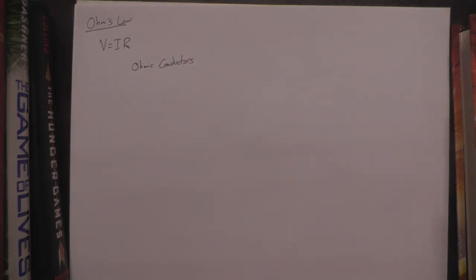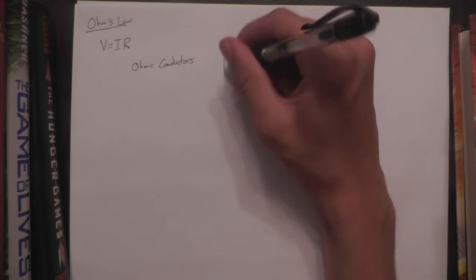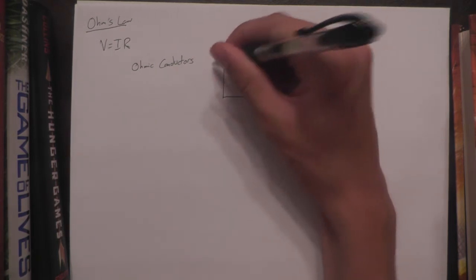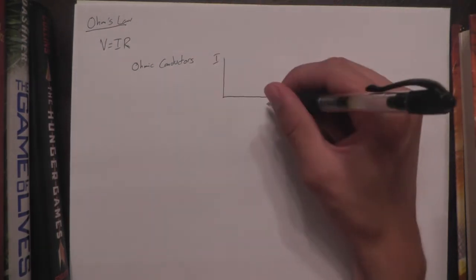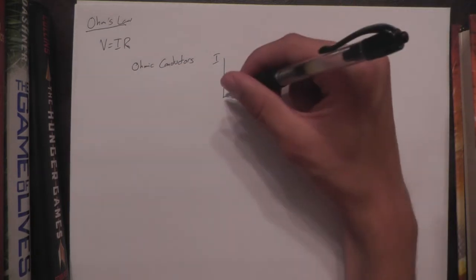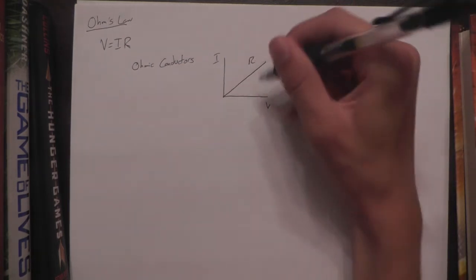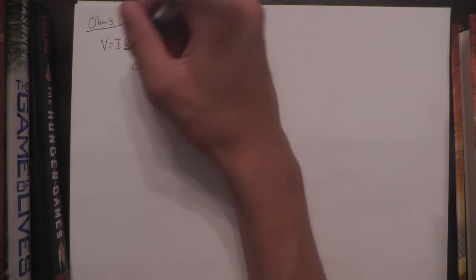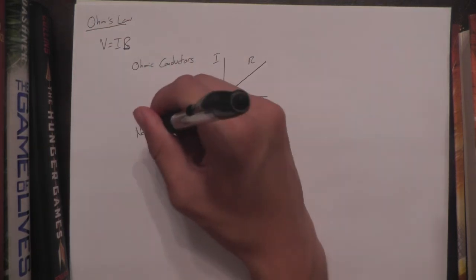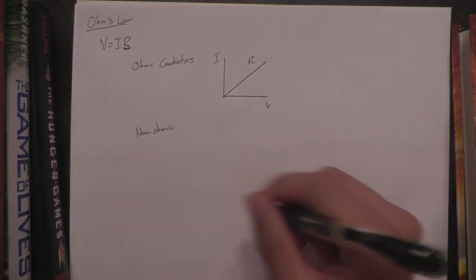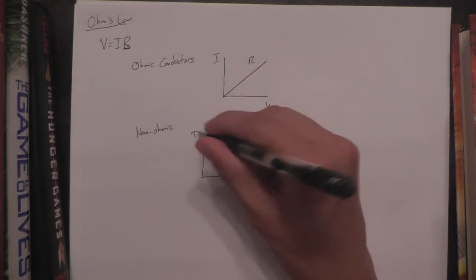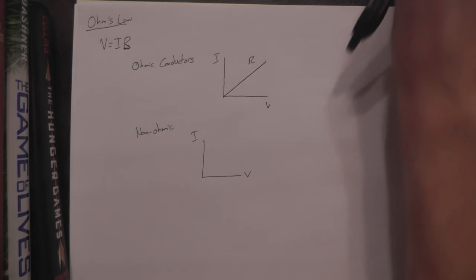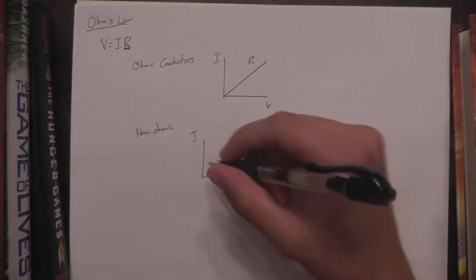conductors. Ohmic conductors will follow the rule. If you were to graph current versus voltage, it would look something like this. The resistance will be constant. It will follow this equation here, constant resistance as these two are changing. However, if you have a non-ohmic conductor, the graph is going to look a little different. It's going to look something like this.